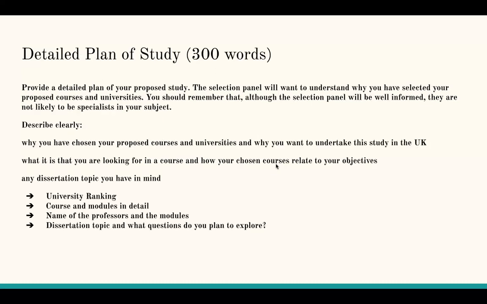The detailed plan of study. This is a very important essay because here you're going to tell everything you want to do during your course, with your professors, in your department. It asks: provide a detailed plan of your proposed study. The selection panel will want to understand why you have selected your proposed course and universities. You should remember that although the selection panel is well informed, they are not specialists in your subjects. Pretty much what I explained. Now, they want to know why you have chosen this course and university, and why you want to take the study.